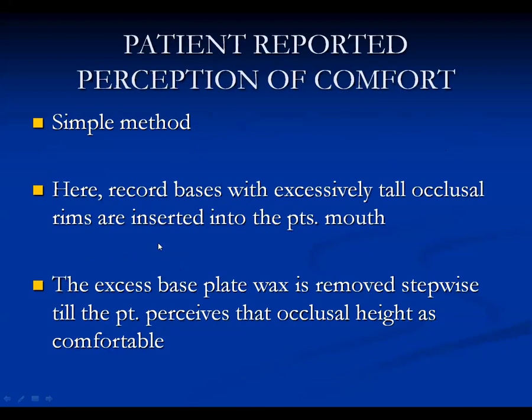Now the next method is patient reported perception of comfort. That is a simple method. We record with excessive height. Means what? We prepare the wax occlusion rim at excessive height and ask the patient to swallow. Then step by step we reduce the height of the wax occlusion. When the patient feels comfortable, that is the vertical dimension of occlusion.